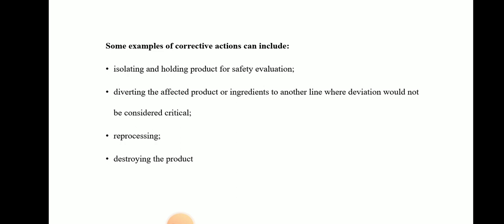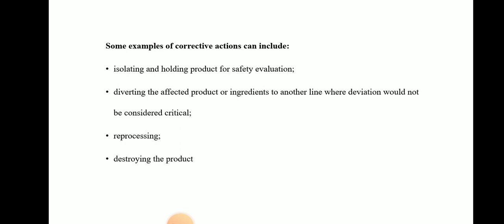As I said, there can be reprocessing, or if there is no chance that we can do a corrective action to bring the hazard back under control, then in such a case we have to destroy the product. Otherwise the hazard will go to the consumer. So if we have identified that a hazard is still persistent and we are not able to control it, and we feel that the end product will definitely have this hazard, then the product is destroyed. These are some of the corrective actions.